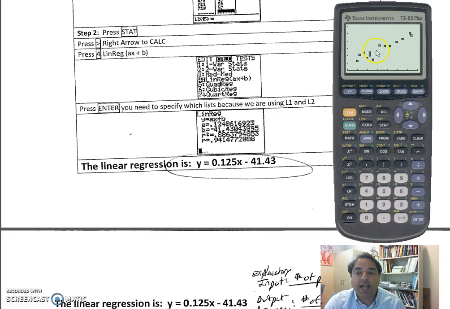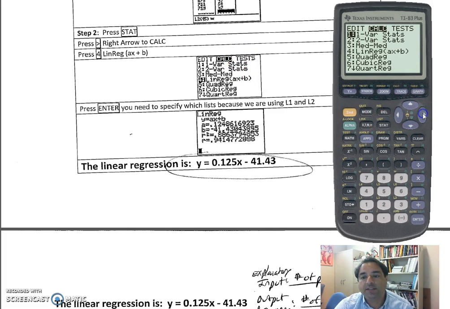Now, if we want to get the line that goes through the data, we're going to go through these steps. We hit Stat, Calculate, number 4. You could also use number 8, but remember there's a little difference there. List 1, comma, list 2. If you had the other one, you do list 1, list 2, and then hit enter. And then we get all the information: correlation, coefficient of determination, and then here's our slope, here's our y-intercept.